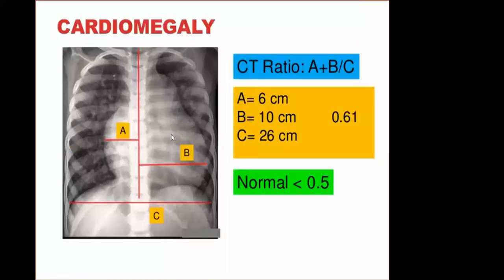This is a cardiomegaly. Its ratio is calculated by A and B in ratio to C, which is the thoracic diameter. It should normally be less than 0.5, so it is 0.6. So this is a case of cardiomegaly.